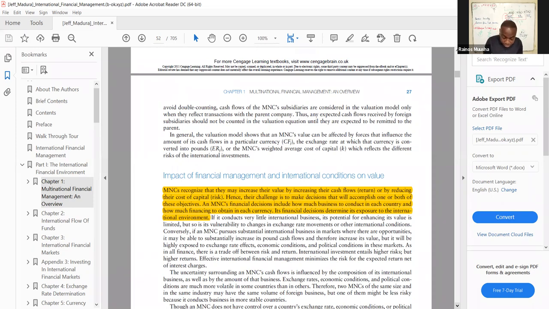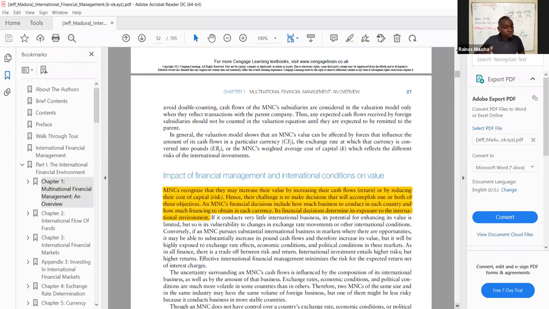So a multinational corporation's financial decisions include how much business to conduct in each country and how much financing to obtain in each currency. Its financial decisions determine its exposure to the international environment. And this is what we're going to be looking at in the unit related to additional reading 3, where we look at multinational restructuring: over time, how do we maximize shareholders' wealth by minimizing our costs and maximizing our returns? So which currency are we going to be borrowing from?